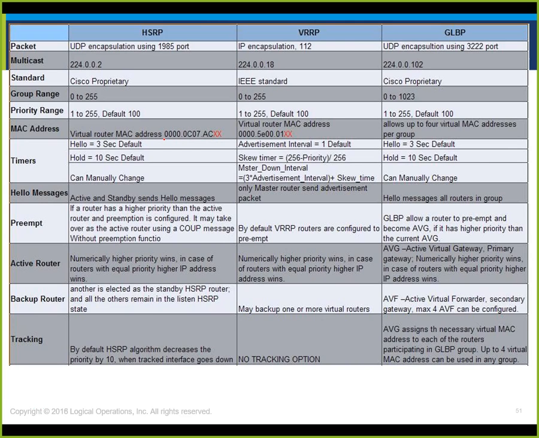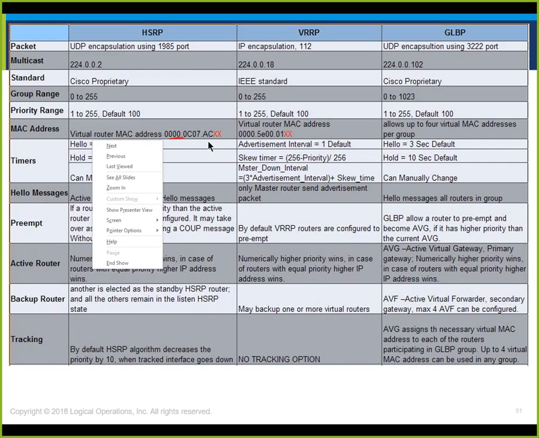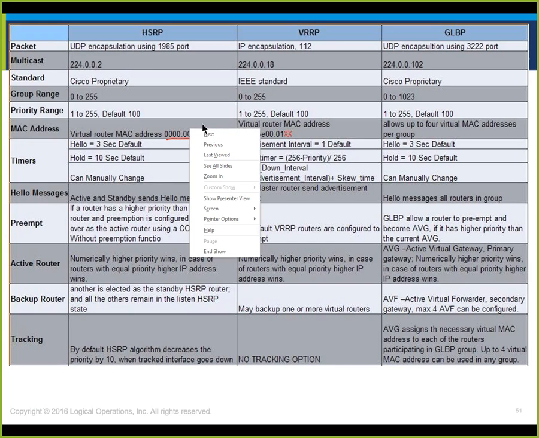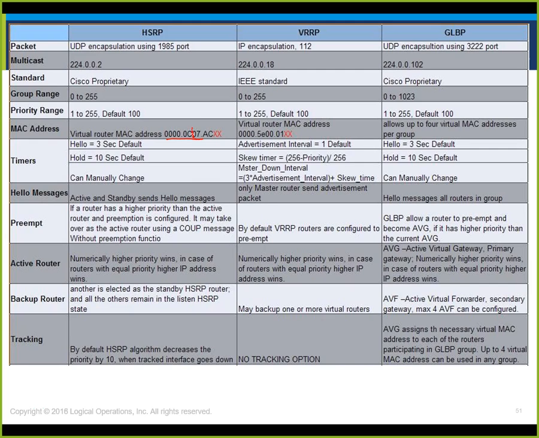When we did the HSRP, it had the 0000.0C, which is going to be Cisco, and then we had 07AC. The XX is going to be the HSRP group number. Same thing over here, except we have 5E00 instead of 0C07, and then 01. This is going to be the group again.